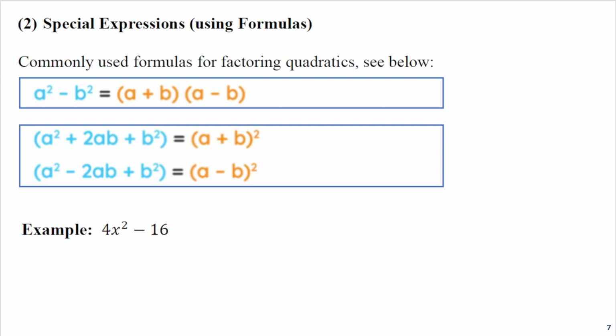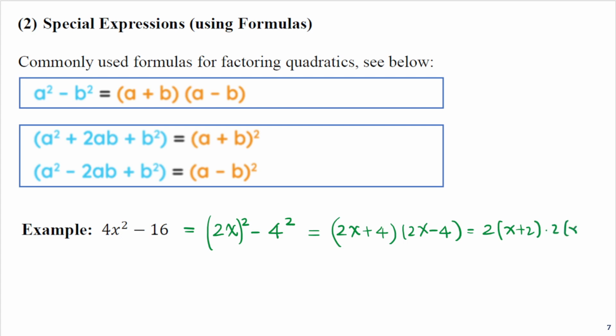For example, if we have an expression like this, 4x squared minus 16, note that this can be written as 2x squared minus 4 squared, right? So we can factorize it to 2x plus 4 times 2x minus 4, right? Of course, this can be simplified to 2 times x plus 2 times 2 times x minus 2. Yeah, this gives us 4 times x plus 2 times x minus 2, right?